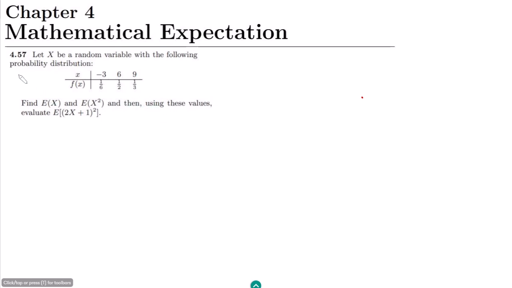So this is question 4.57 of chapter 4, and the statement of this question is, let x be a random variable with the following probability distribution. For all the values of x, the value of f of x, which is the probability density function, has been written here as well. So on the basis of this table, what do we have to do? We have to find the E of x, expected value of x, and E of x square, and then using these values we have to evaluate the value of E of (2x plus 1) whole square. Okay, so that is what we have to do today.